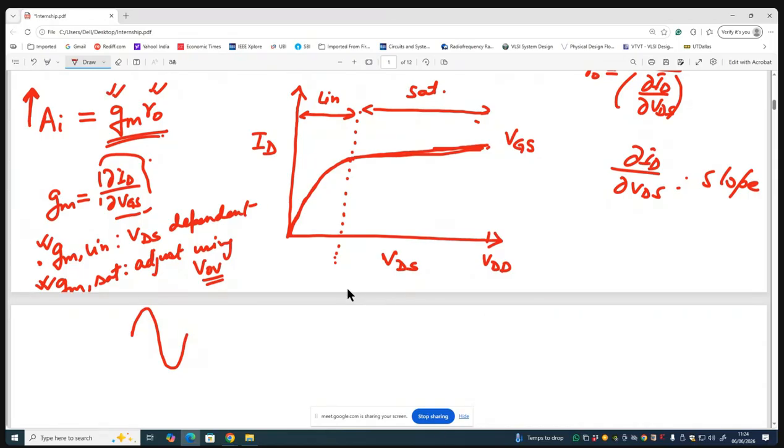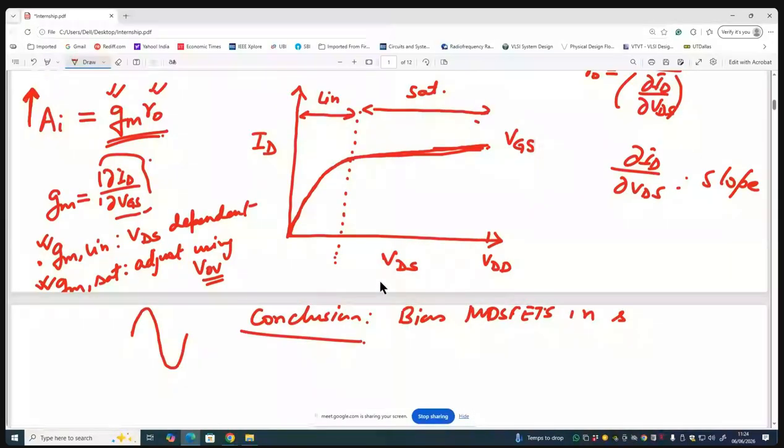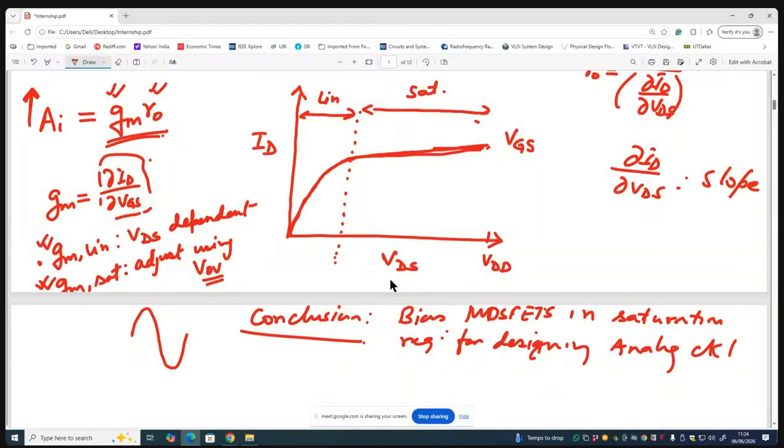So the conclusion is: bias MOSFETs in the saturation region for designing analog circuits. Right. Is that clear? Anybody having any query?